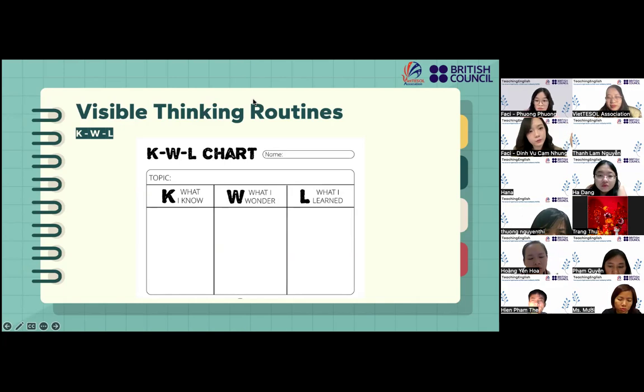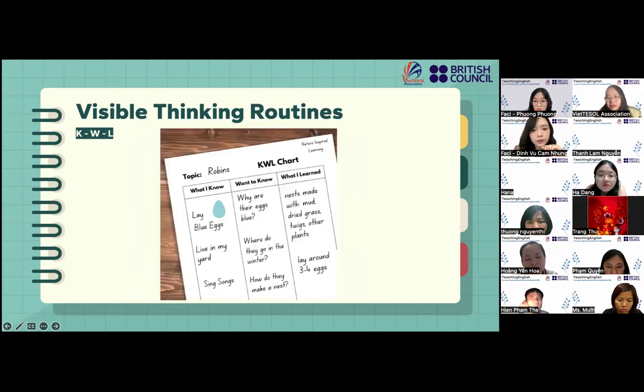And when they have finished all of the reading, all of the task, they can finish the last column, and that is what I learned. Okay, so for example, robins, the topic robins. What I already know about them: they lay blue eggs, live in my yard, sing songs. Quite simple, right? But I want to know a lot about them.